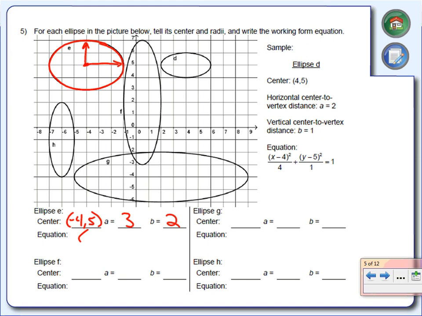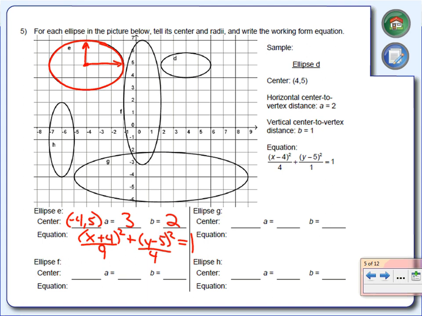And that equation is going to be x plus 4 squared. Notice I changed my signs. Y minus 5 squared. Again, I've changed my signs. Equals 1. And now underneath the x plus 4 and y minus 5, all we're going to do is square our a and our b. So let's start by squaring the a. What do you get when you square the a? 9, so that goes there. And if I square my b, I get a 4.